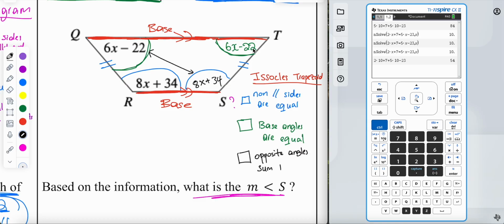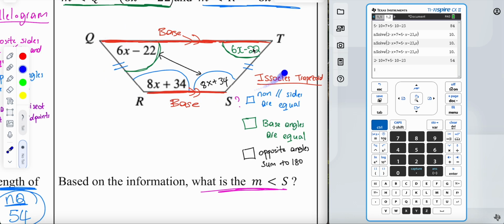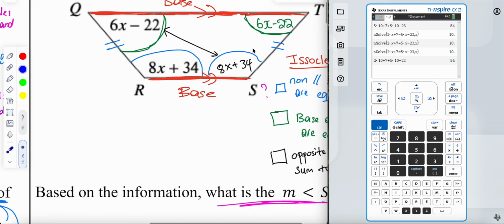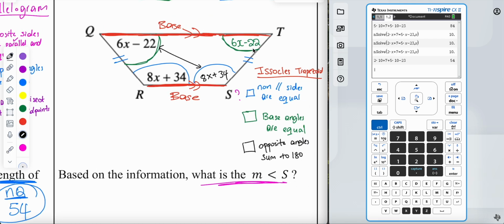sum to 180 degrees. So this is the only one where the opposite angles sum to 180. The only quadrilateral. In the other quadrilaterals, notice that the opposite angles are equal. However, when we're talking about the isosceles trapezoid, the opposite angles are not equal, but they add to 180. So we can create an equation using this particular property.